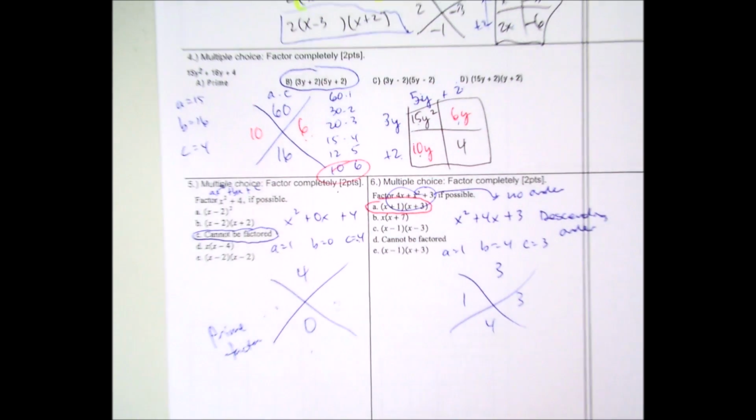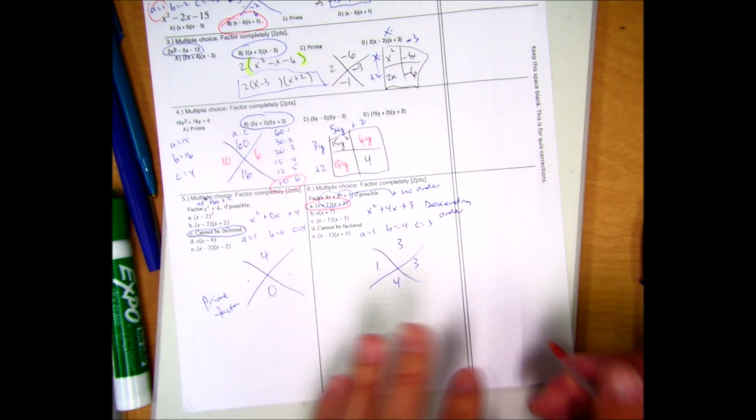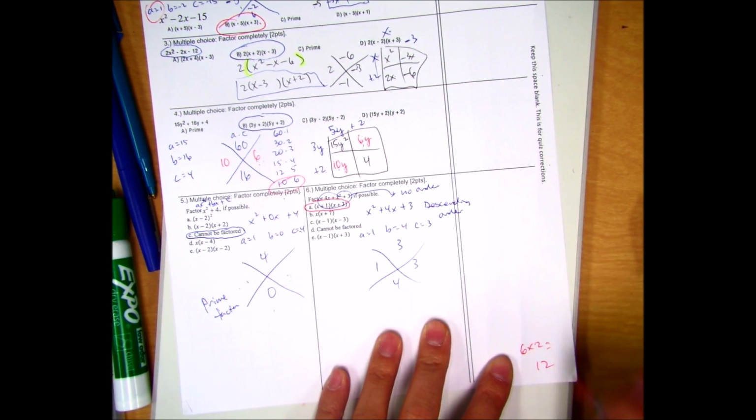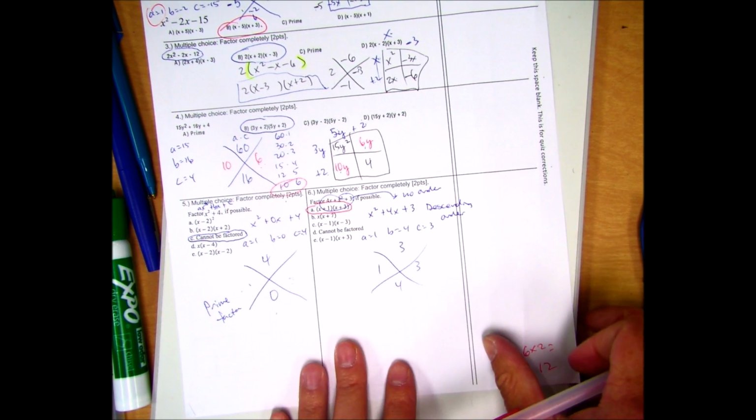So that side has 6 questions. They're all multiple choice. 6 times 2 is 12. That side was worth 12 points. Turn the page.